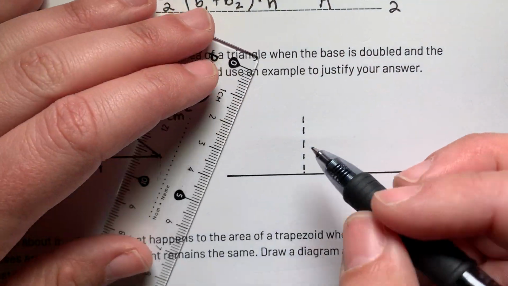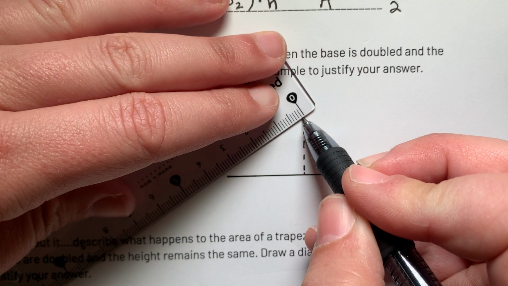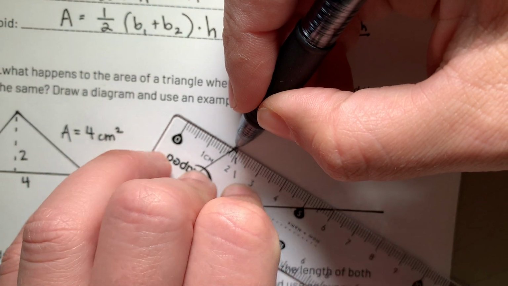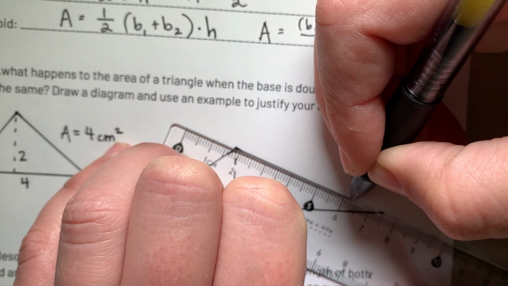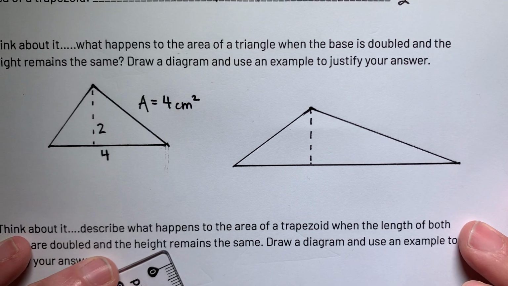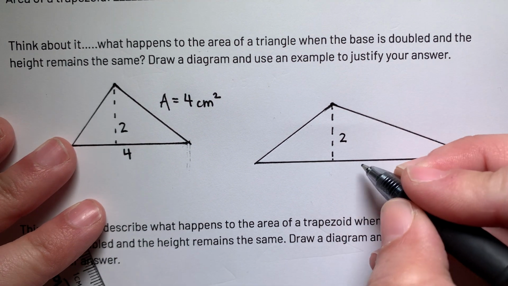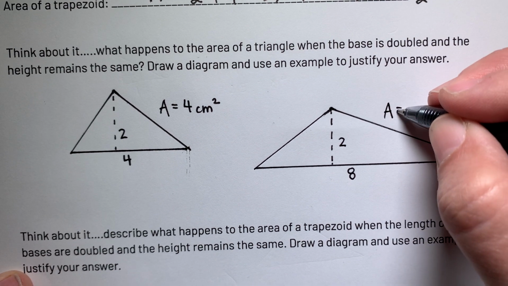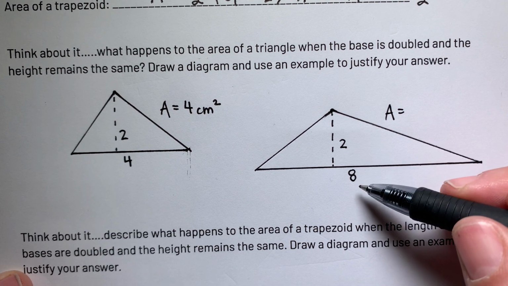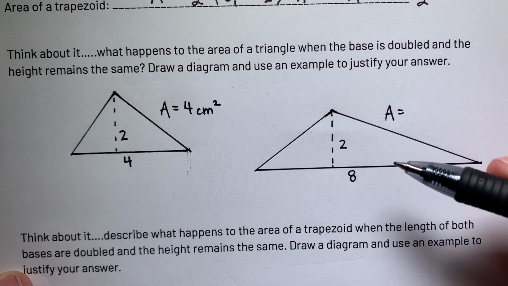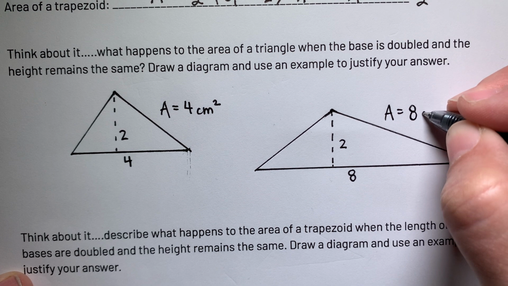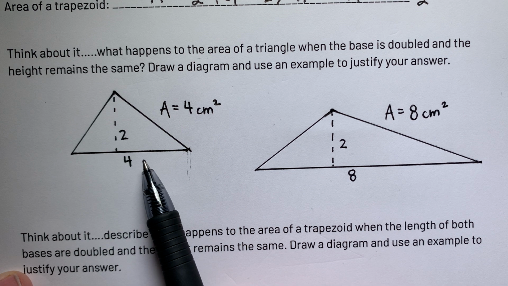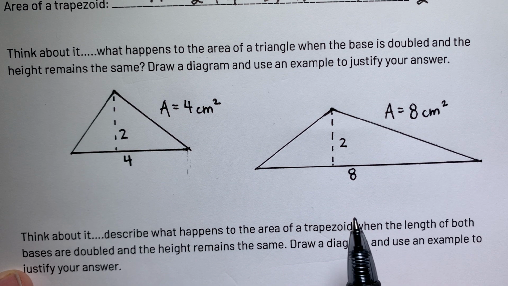Something tells me the area is going to double. There's my height. So again, I recommend using rulers. Use your toolkit. That's what they're for. Okay. So my area is going to be 1/2 of 2 times 8, 16. Half of 16 is 8. And yes, look at that. So when you double the base, the area doubles.